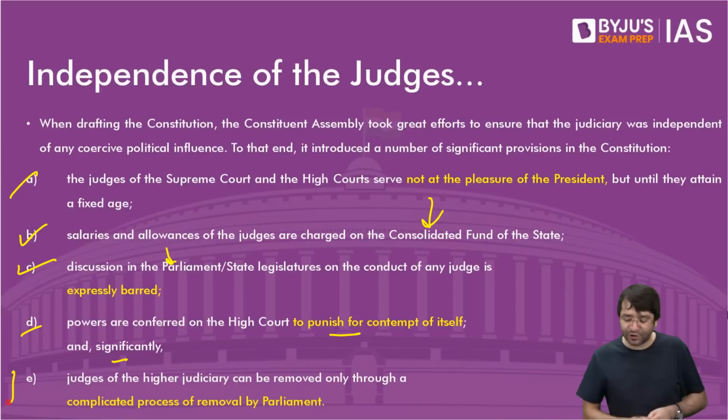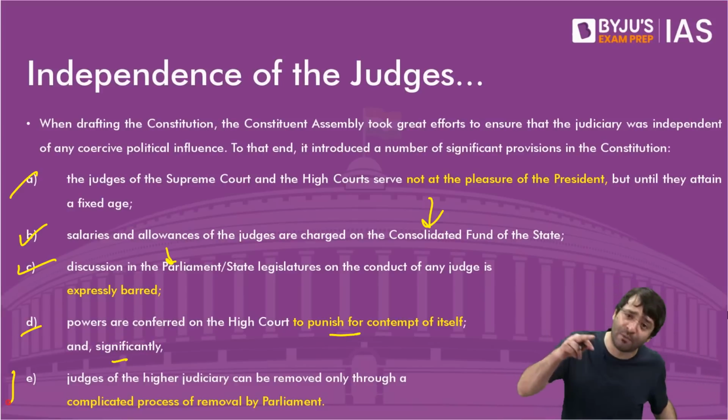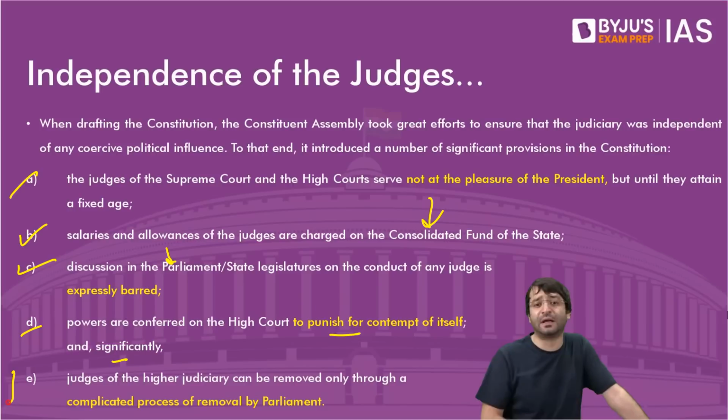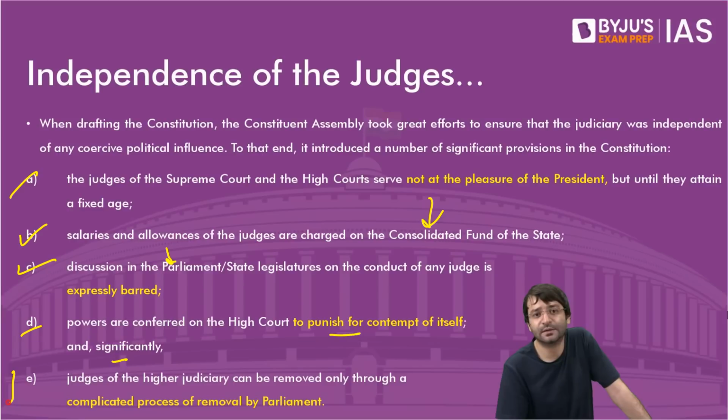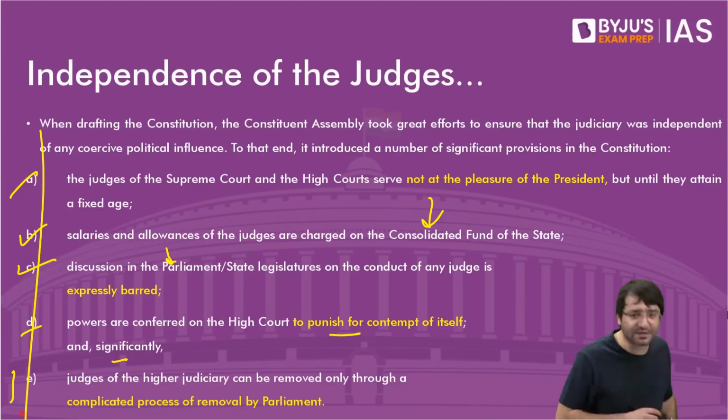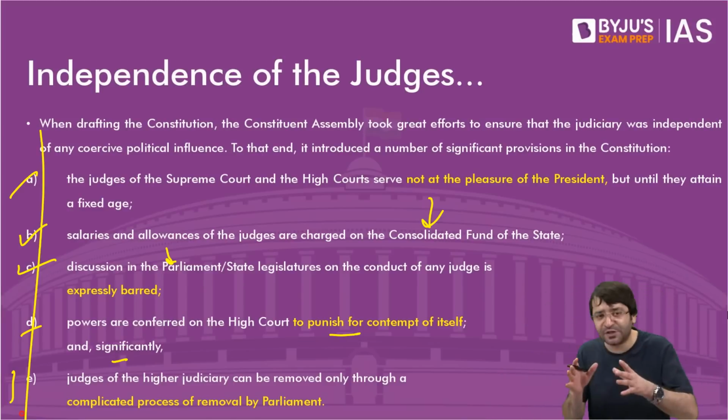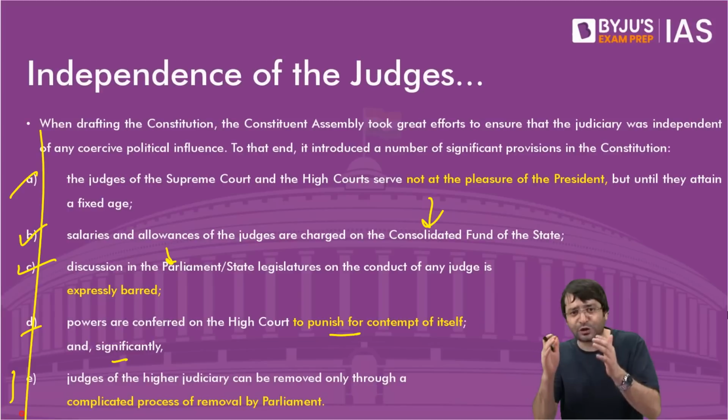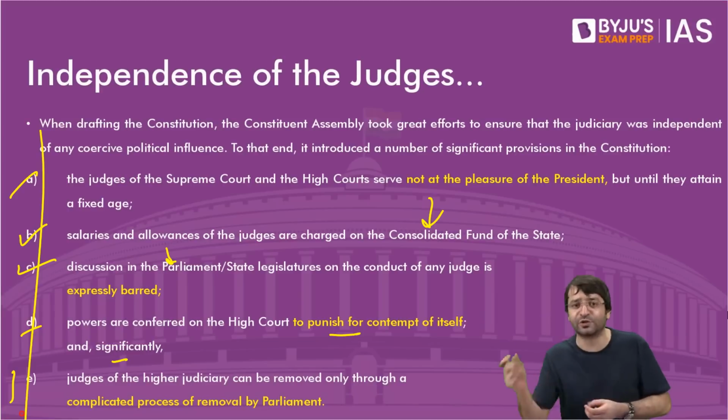Judges of the higher judiciary can be removed only through a complicated process of removal by the Parliament. Such a complicated process that till date, no judge of the Supreme Court and High Court has ever been removed. No judge, not even a single judge, not even the nail of a judge has been removed by the Parliament. It is through this process, it is through these features that the Constitution sought to provide independence to the judiciary.